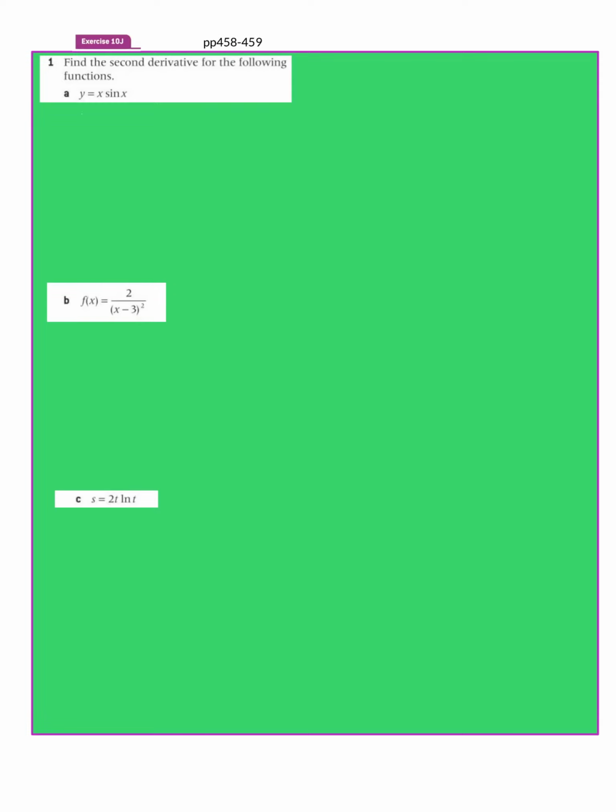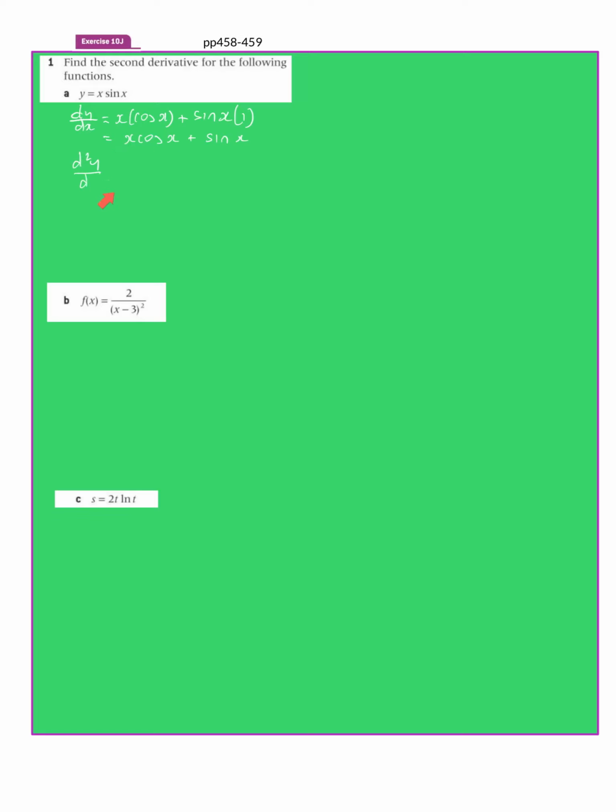Okay, this is 10J. Number 1, find the second derivative for the following functions. Y equals x sine x. The first derivative is x times the derivative of sine x, which is cosine x, plus sine x times the derivative of x, which is 1. That resolves to x cosine x plus sine x.